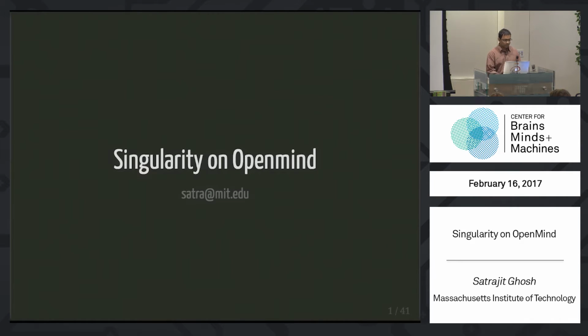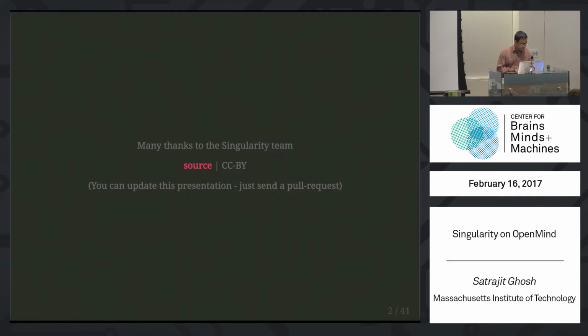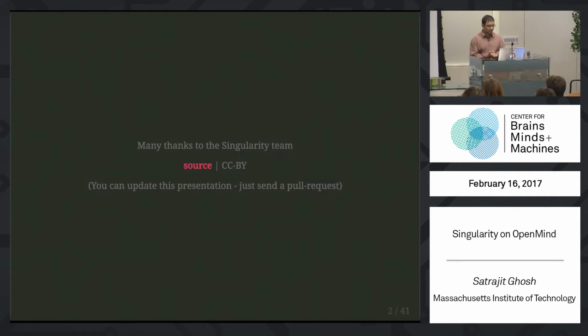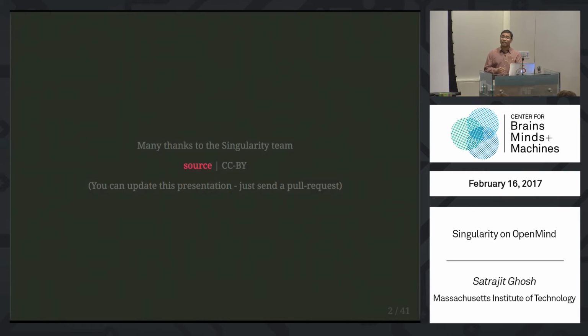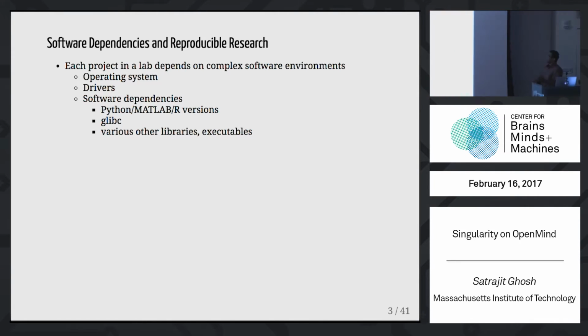Okay, so Singularity on OpenMind. I have to thank a lot of people, but I realize that this is way too dark given these light settings. Luckily, most of the rest of the presentation is going to be on white background, which should be visible. So how do we get to Singularity?